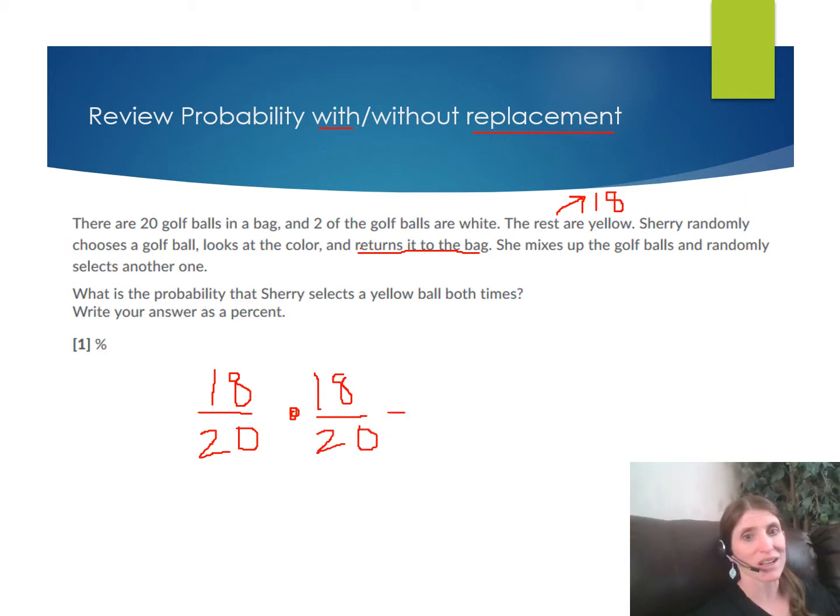And I think I will let you guys finish this. Don't forget once you get it to a decimal to move it 2 places to the right, so that you can have it as a percent.